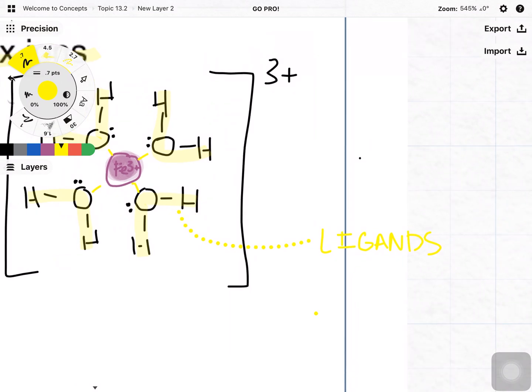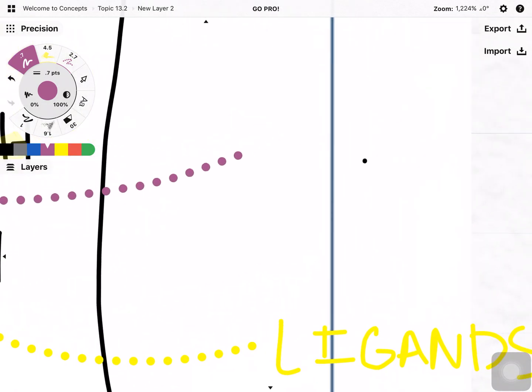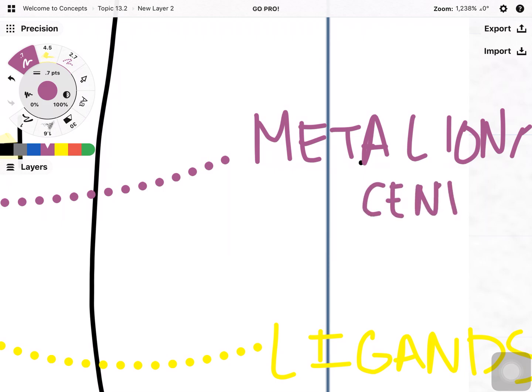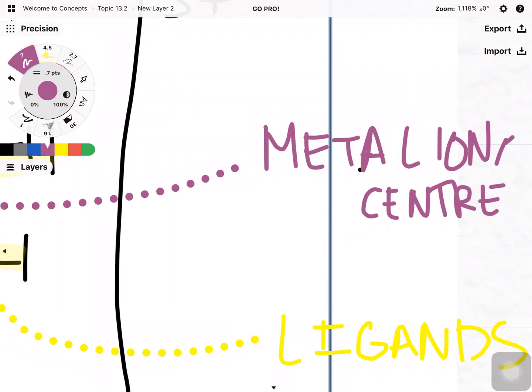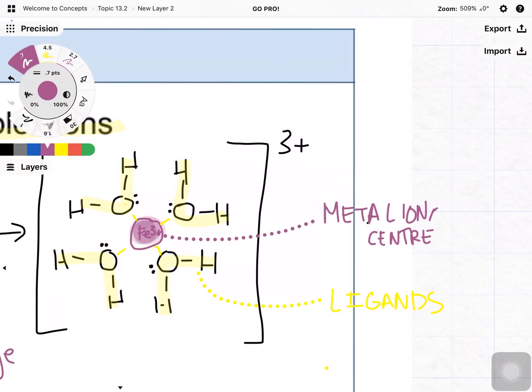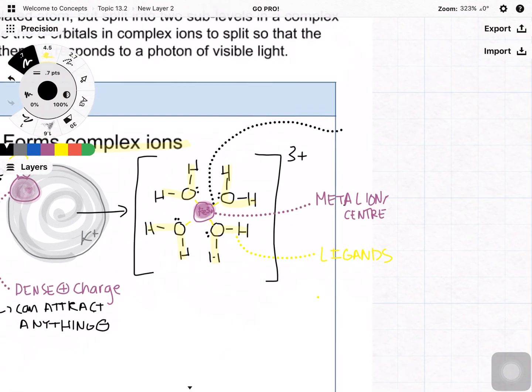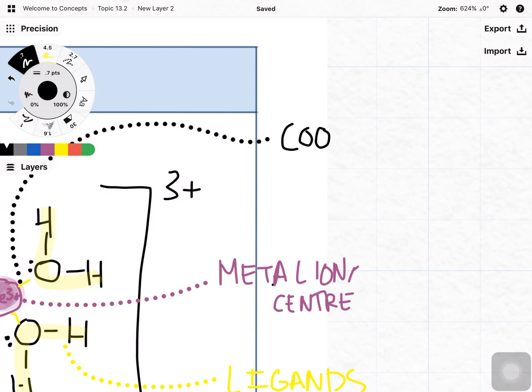The central ion is also given a name. It's known as the metal ion or the metal center. Okay, and finally, the type of bond that exists between the ligands and the metal center is also quite special. It's known as a coordinate bond.